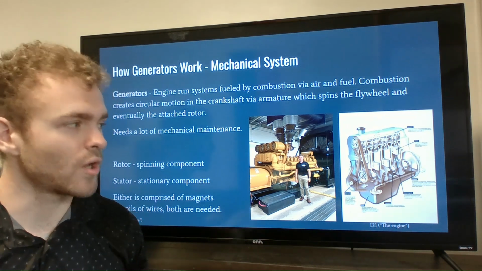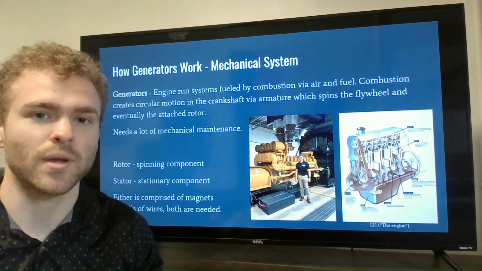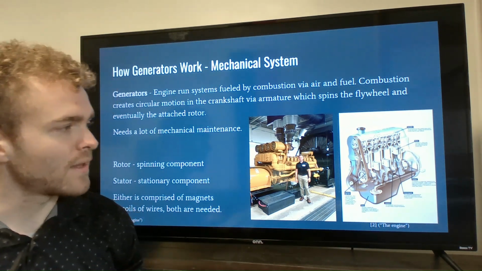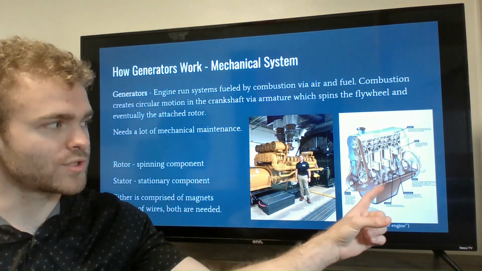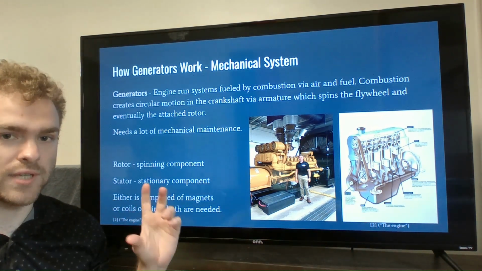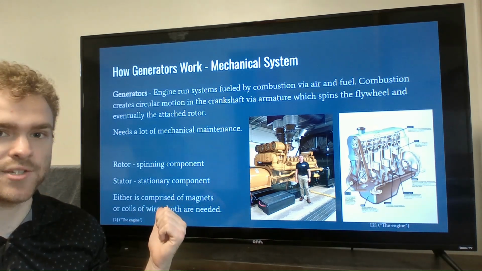And the mixture of these two goes into these combustion cylindrical chambers where compression occurs, heat is added, and combustion ultimately happens. This combustion then turns a crankshaft, which turns a flywheel, and ultimately turns the rotor. The rotor is the rotational part of the generator. The stator is the stationary part.